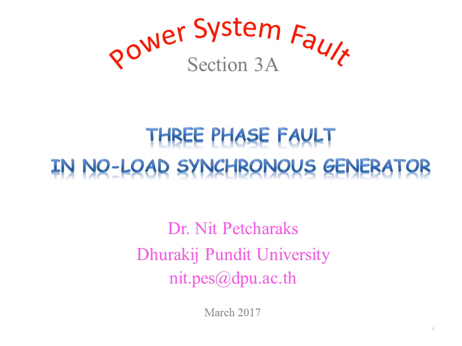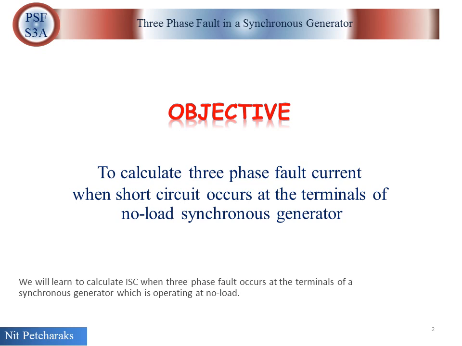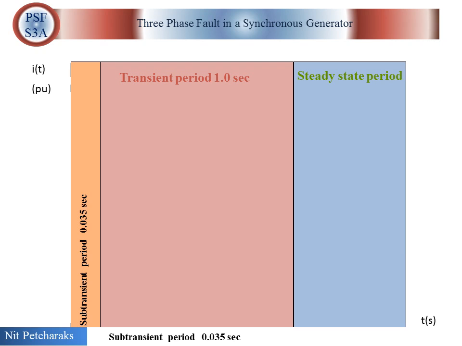Hello, welcome to Power System Fault Section 3A. We will learn to calculate short circuit current when a three-phase fault occurs at the terminals of a synchronous generator, which is operating at no load.